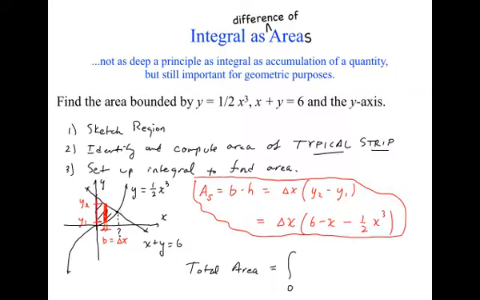So how do you find it? Yeah, we want the x value where the y's are the same, right? So for that point right there, the y of this is the same as the y of this. So what is that x value? So 1/2 x cubed equals 6 minus x? Yeah.